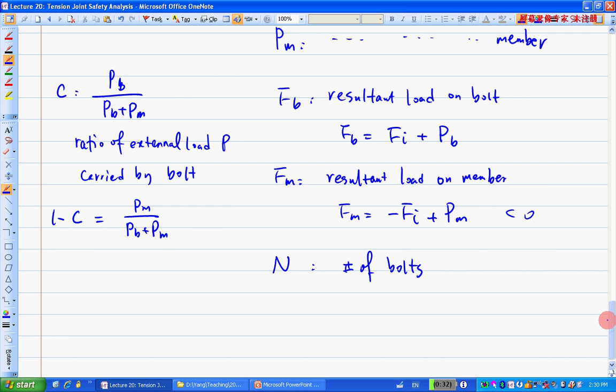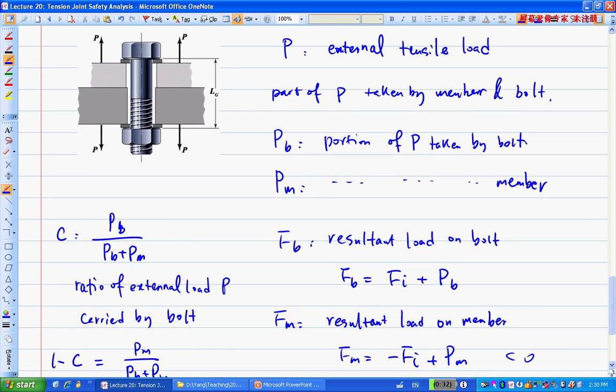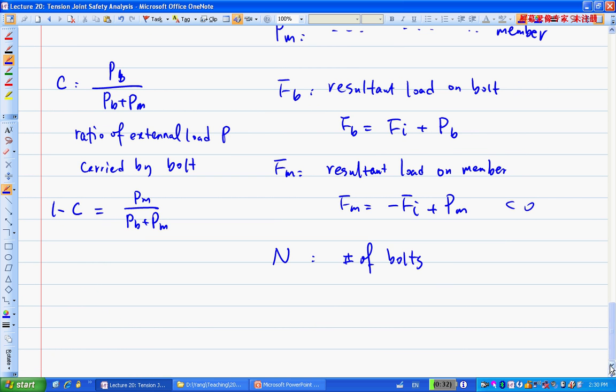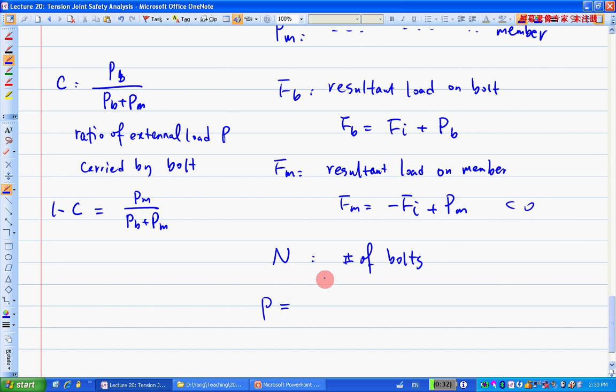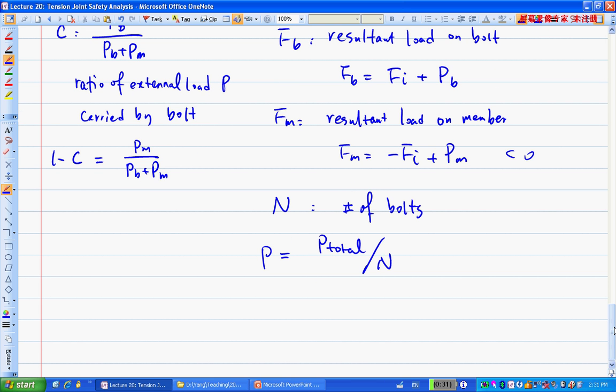Before we move on, in general, when we analyze, we single out just one bolt, or one location, for analysis. So when you single out one location, this capital P is equal to P total divided by the number of bolts. You have the total external force, divided by the number of bolts. So that will be the external load at one location.